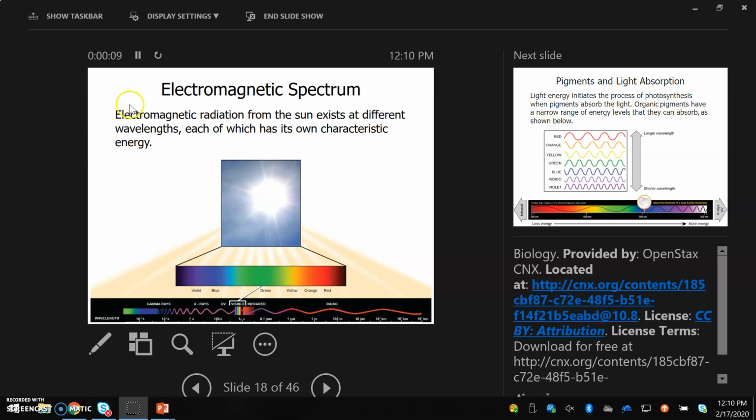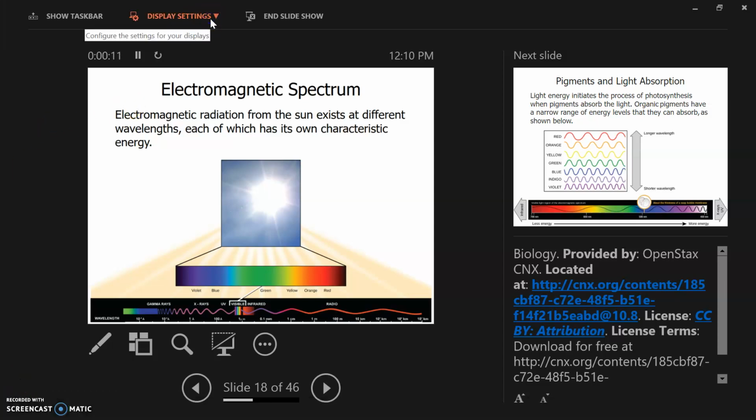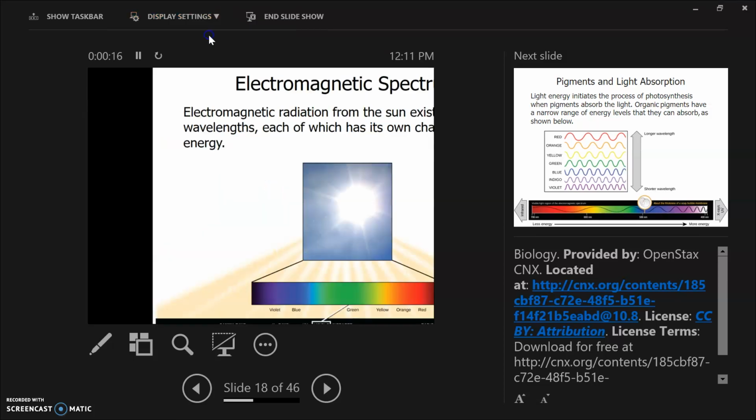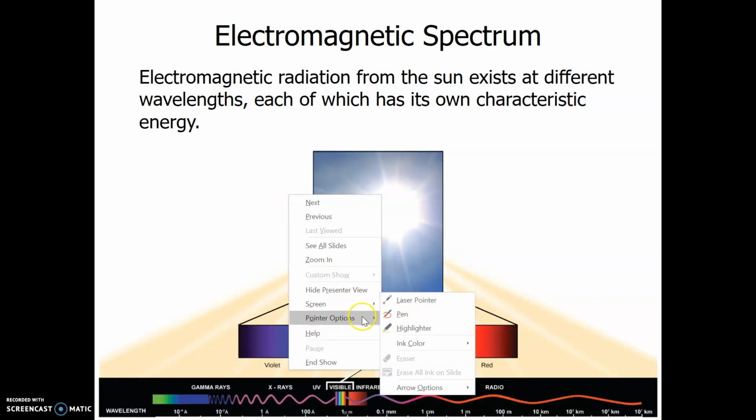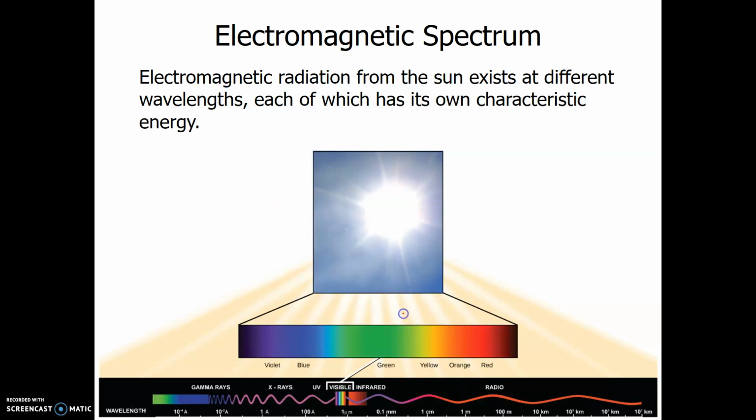This is part 3 of the chapter 6 lecture notes on metabolism. This chapter covers photosynthesis and cellular respiration. Here we go. We were talking about photosynthesis when we left off, and we had gotten to the electromagnetic spectrum.